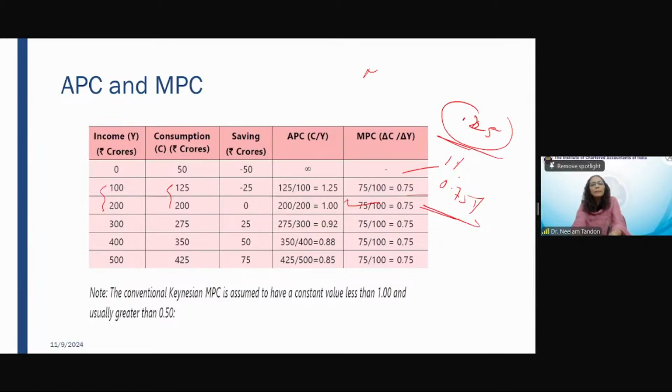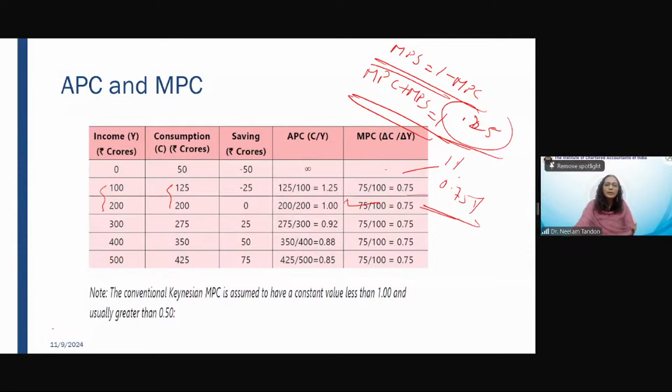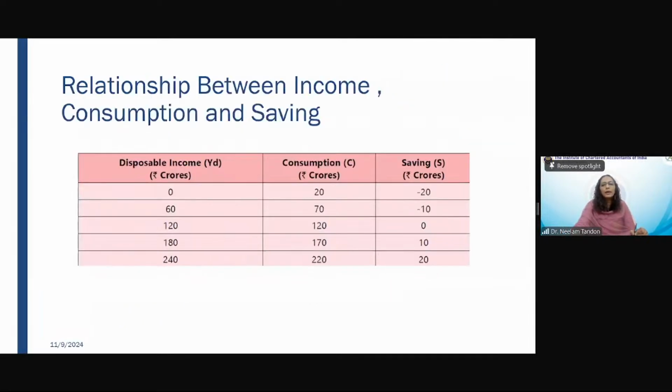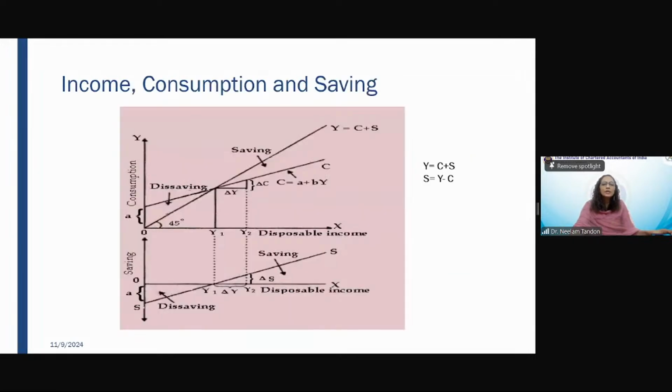That is why we say MPC plus MPS is equal to 1. Or we also say that MPS will be equal to 1 minus MPC. Because if you are not spending, then you will save. Okay, we have already established the relationship between income, savings and consumption. This we have shared. Savings, investments, and aggregate demand.